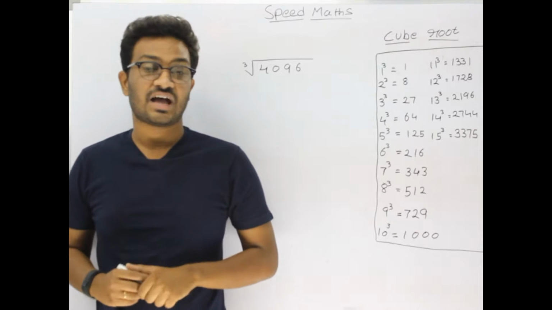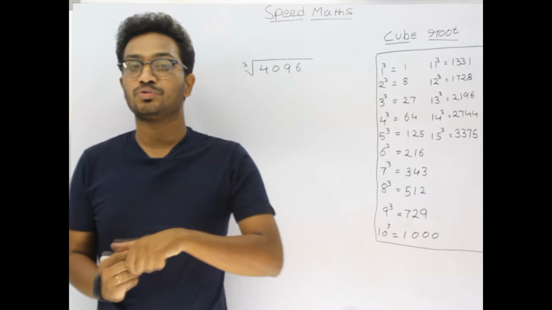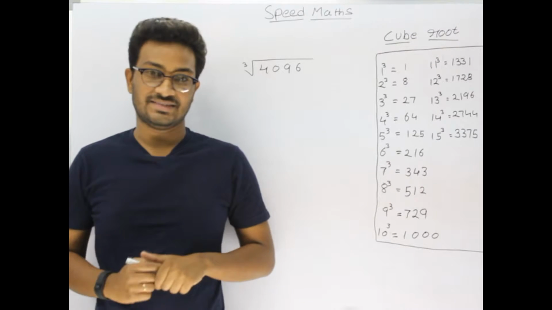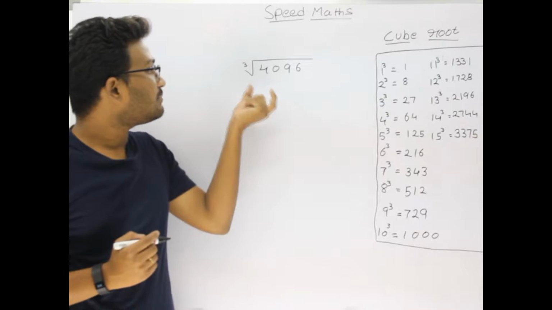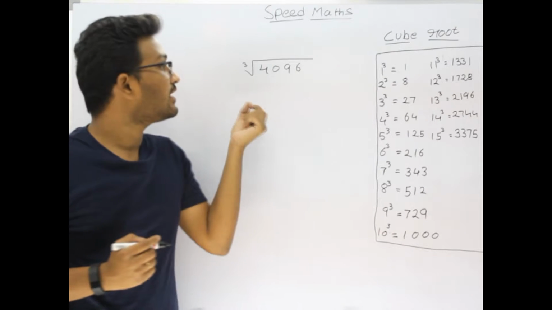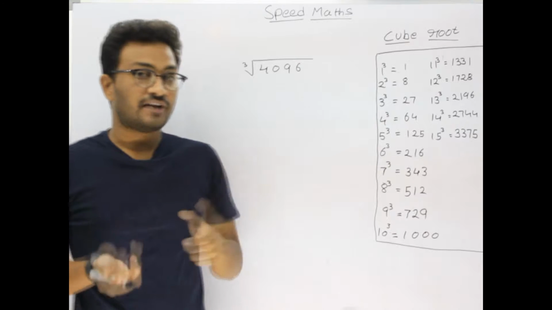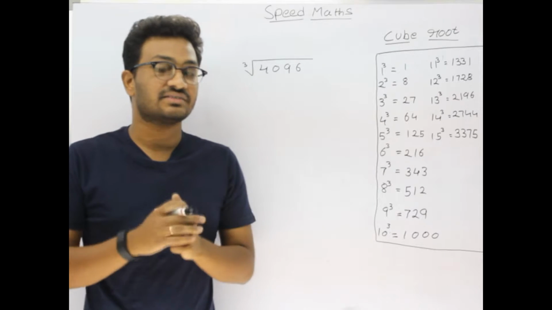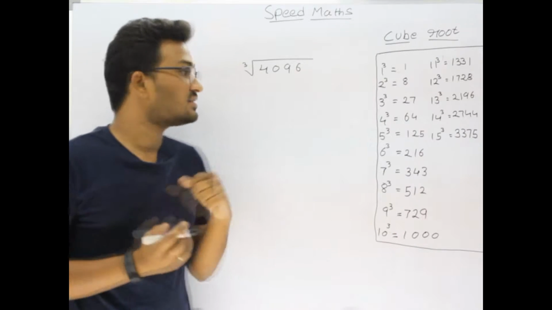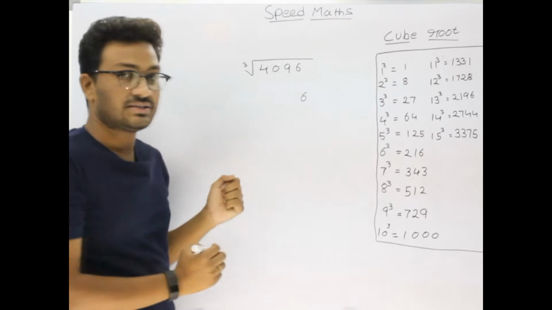Hi friends, let us see how a smart student will approach a cube root problem with this simple example. This number, which is a perfect cube, ends in 6, and we know that if a cube ends in 6, its cube root will end in 6. So write down that 6 first.